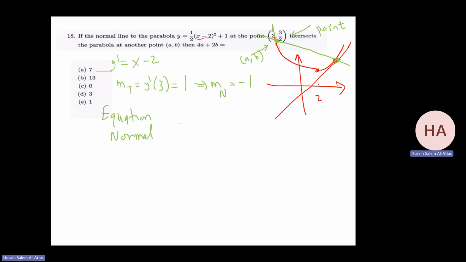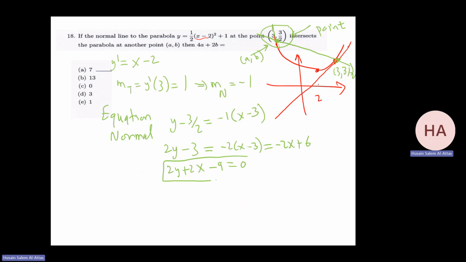Like what we did before. So I have y minus 3 over 2 equals minus 1 times x minus 3. I'm using this point, I choose actually this point, 3 and 3 over 2. Okay, so multiply by 2, I'm getting what? 2y minus 3 equals minus 2x minus 3, which is minus 2x plus 6. So you have 2y plus 2x, take 6 to the other side, minus 9 equals 0. This is the equation of the normal line.